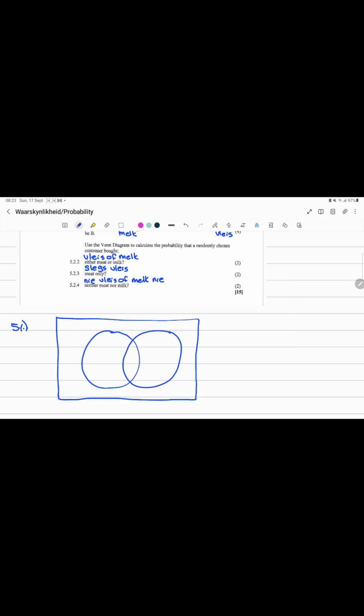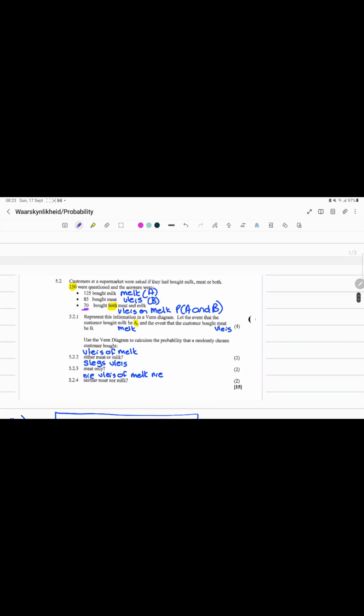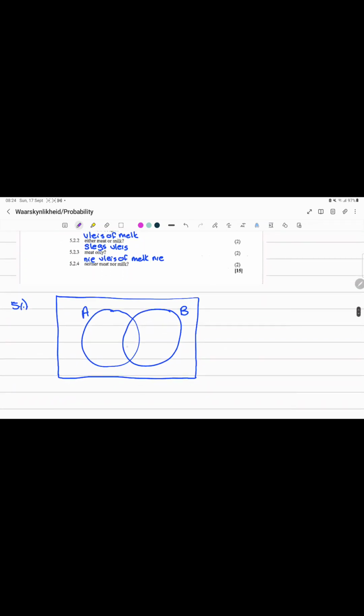The first thing to always start with is to draw your sample space, which is your rectangle. Then we know we have two events, event A and event B, and they have an intersection for all people who bought both meat and milk, hence my intersection. Let's make this circle A and this circle B. Now the first place we always start when drawing this is your intersection. My intersection was that 70 people bought both, so the first thing I'm putting in is 70.